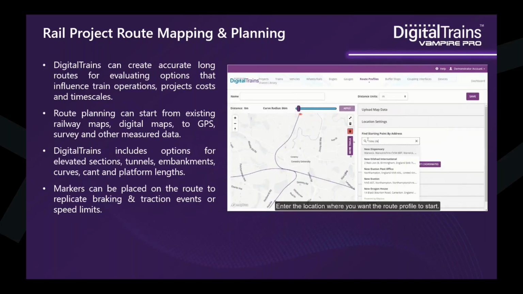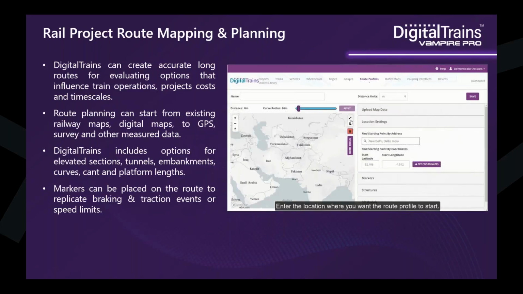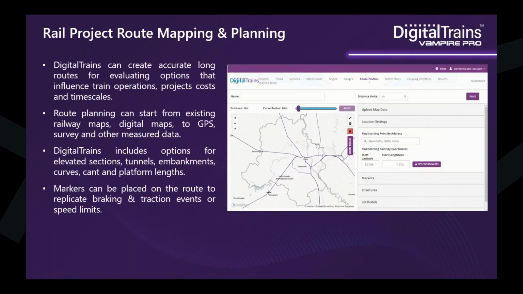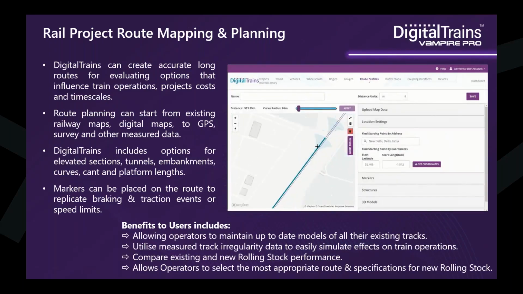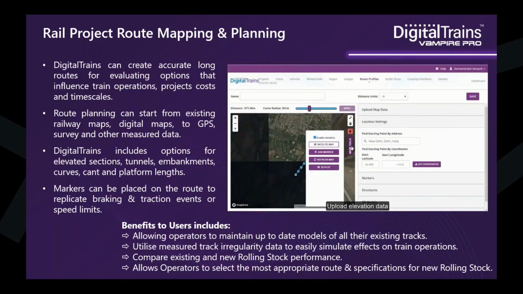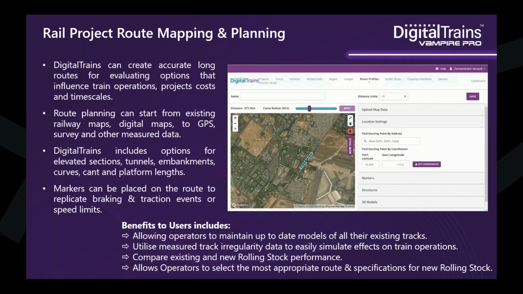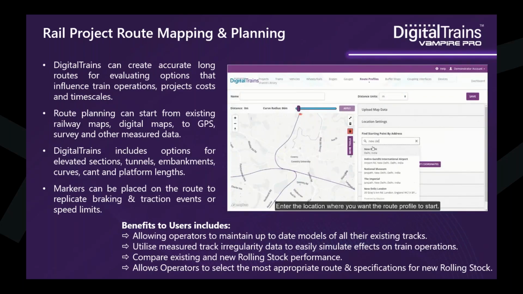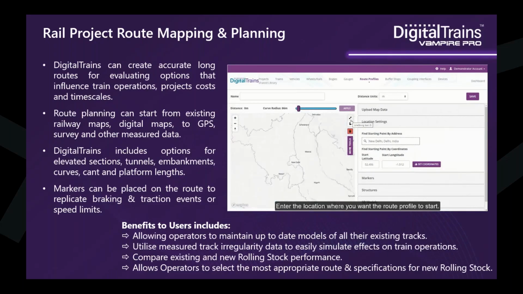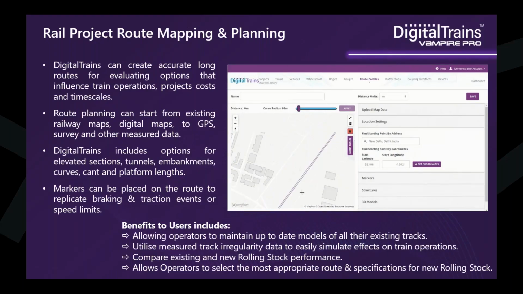Digital trains also include options for elevated sections, tunnels, embankments, curves, cant, and platform lengths. And markers can be placed at any position along the route to replicate braking and traction events or speed limits of a route. And again, the benefits this can give to any user, so it can allow operators to maintain up-to-date models of their existing tracks. It can be used to utilize measured track irregularity data to easily simulate the effects on train operations, to compare existing and new rolling stock performance. And also it can allow operators to select the most appropriate route and specifications for new rolling stock.